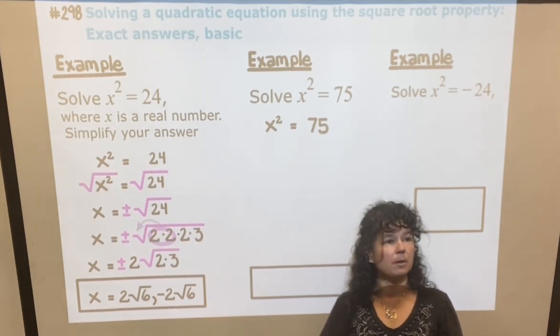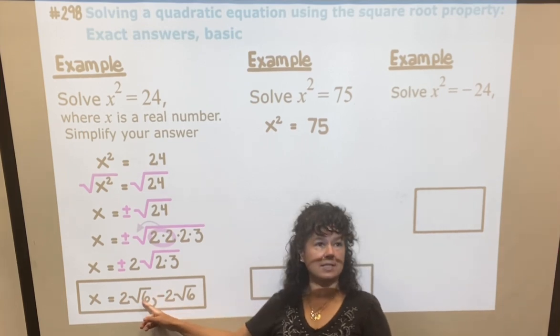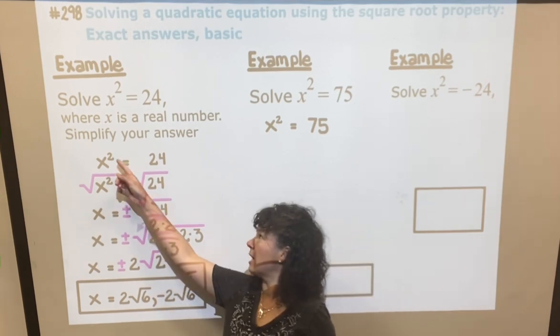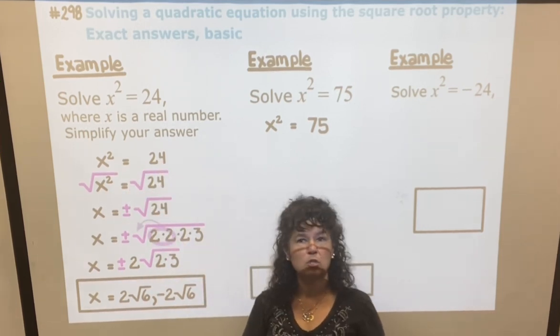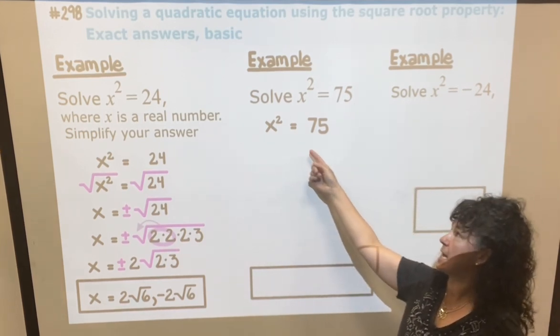If you want a decimal approximation, you could pick up your calculator and take 2 times the square root of 6, and that particular number times itself would get me back to 24. Okay, so one more just to make sure that you have that kind down.